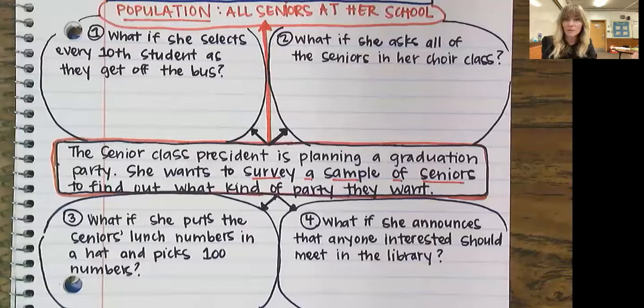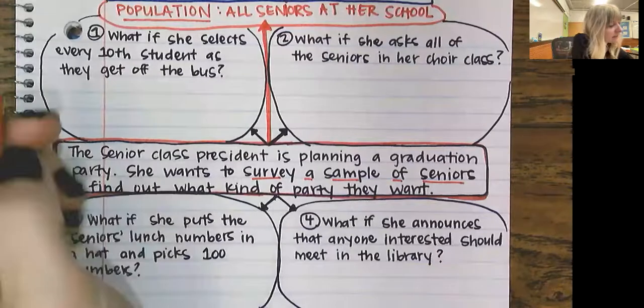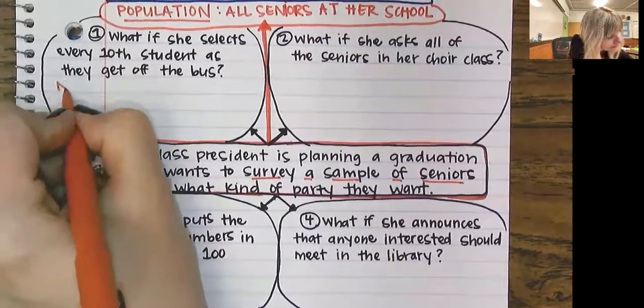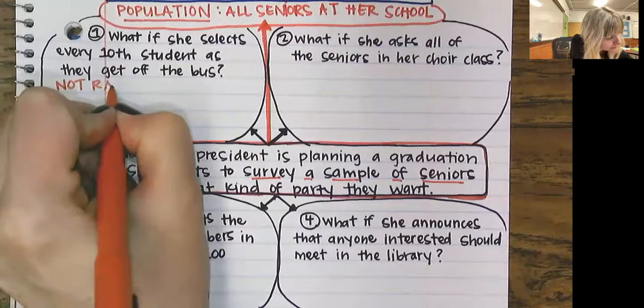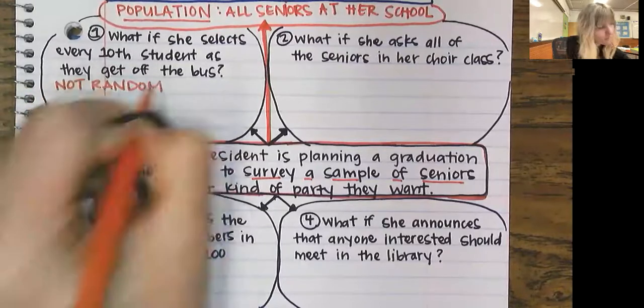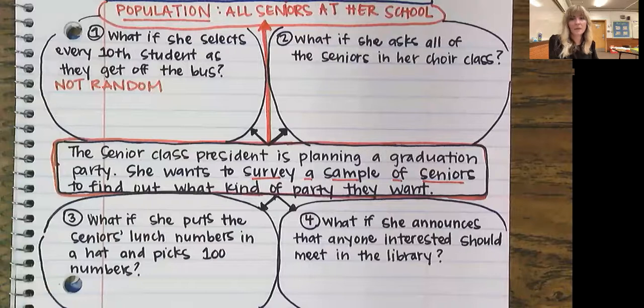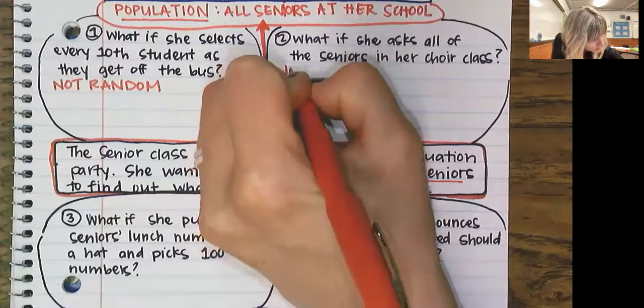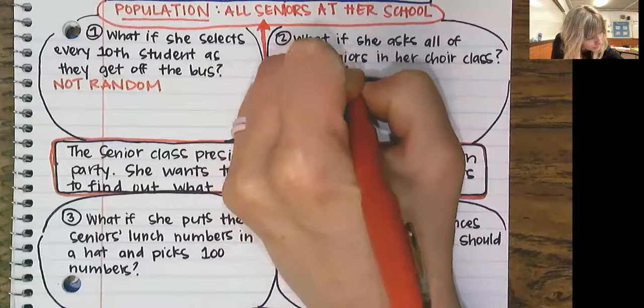So if she does number 1 says, what if she selects every 10th student as they get off the bus? I'm going to go through and I'm going to tell you whether or not these are random. I'm going to say random or not random. And then we're going to go back and talk about why. If she does this, selects every 10th student as they get off the bus. So I'm going to tell you right now that this is not random. Okay, be thinking about why that would be. That's not a random sample. Number 2, what if she asks all of the seniors in her choir class? This is also not random. Again, be thinking about why.